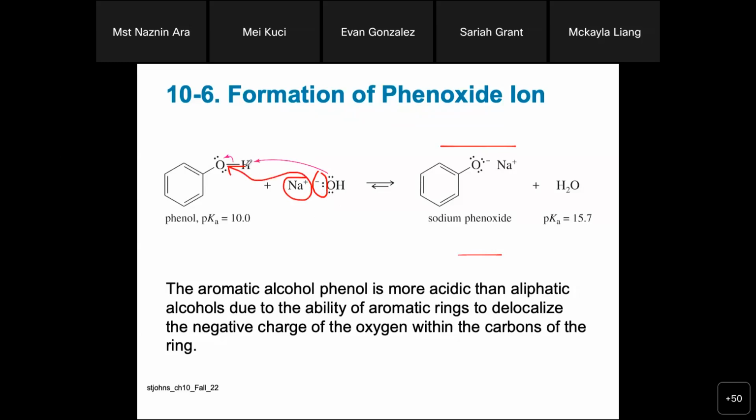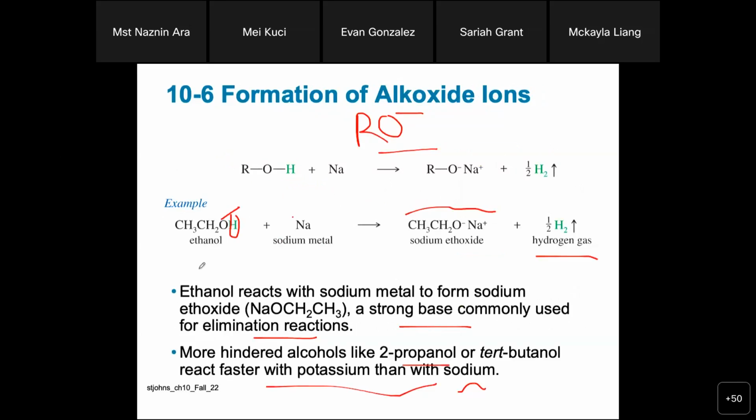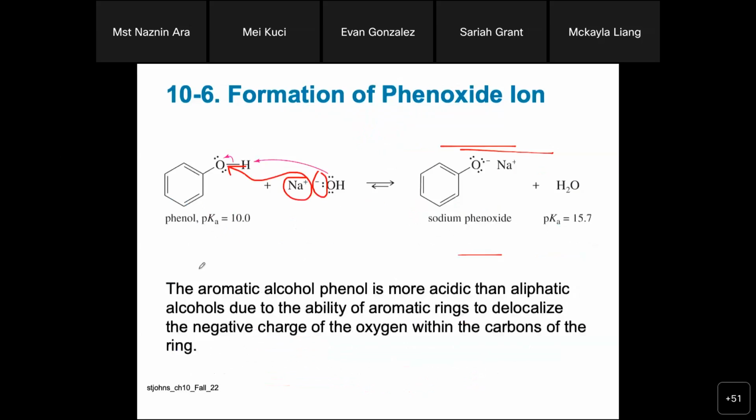So this is how this kind of alkoxide forms. If this is a phenol group, it gives phenoxide; if this is ethyl, it gives ethoxide. All are examples of the formation of an alkoxide ion or group. The aromatic alcohol phenol is more acidic than aliphatic alcohol due to the ability.